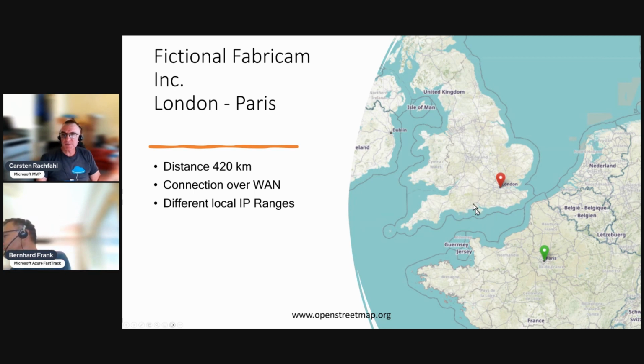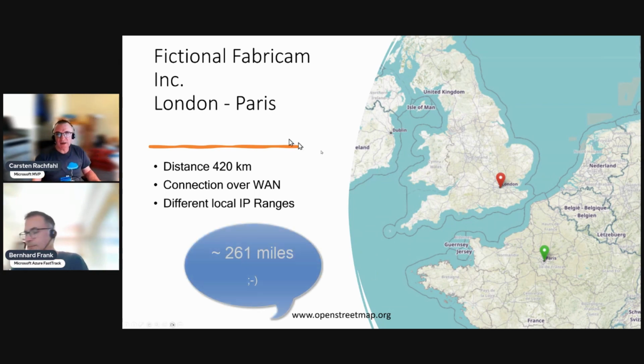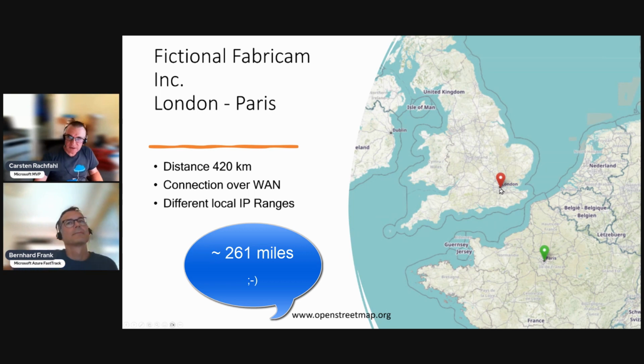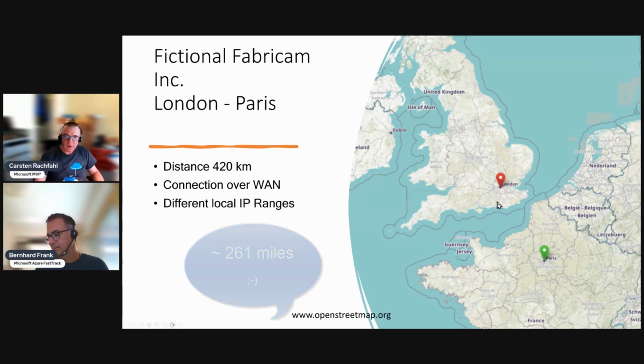So these are roughly 420 kilometers over the air. In miles, it would be around 300 miles, maybe 280 miles, still a huge distance in Europe. And this would be through the air. So normally, you don't go over the air.